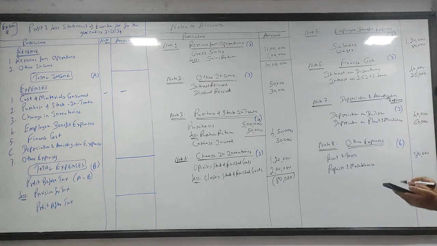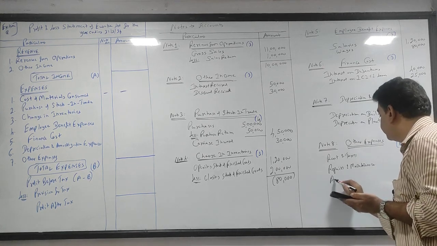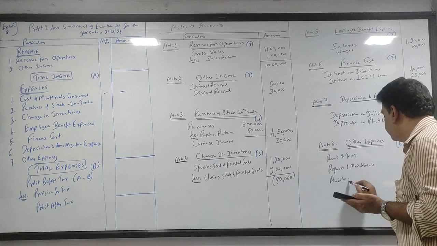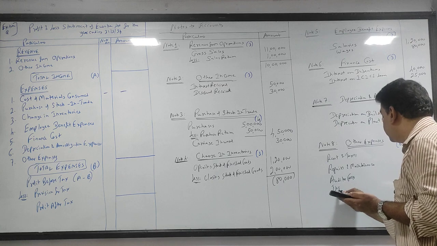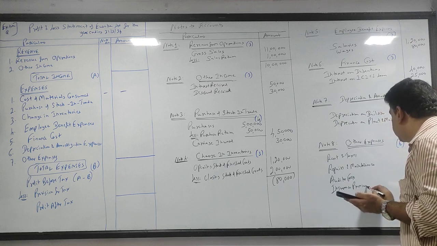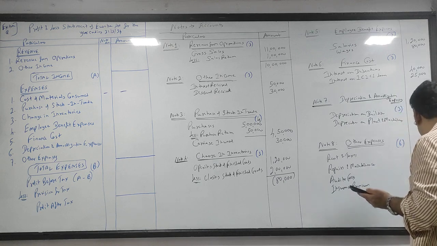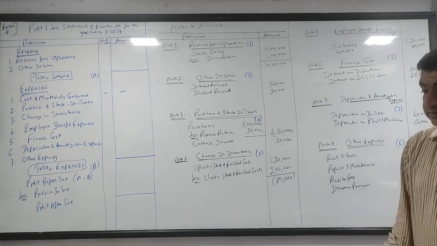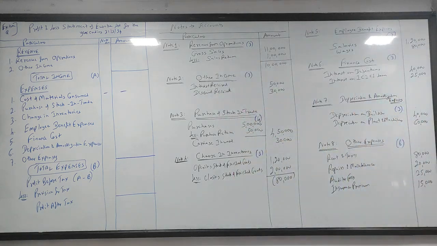Repairs and maintenance 20,000. Auditors fees 25 and insurance premium 15,000. So 80, 20, 1 lakh 20.